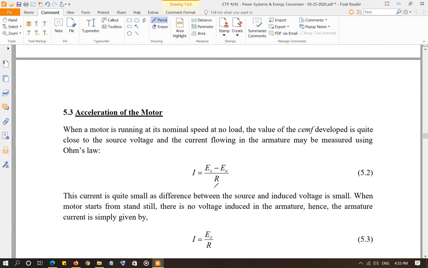So as I was mentioning, how does the motor accelerate? From the resting point, when you connect it to the battery and you send the current for the first time, there is no counter electromotive force established in the armature yet, because it is not moving, right? That means this E naught is 0 at start, and the starting current can simply be measured by I is equal to ES over R. This is the starting current when E naught is 0.